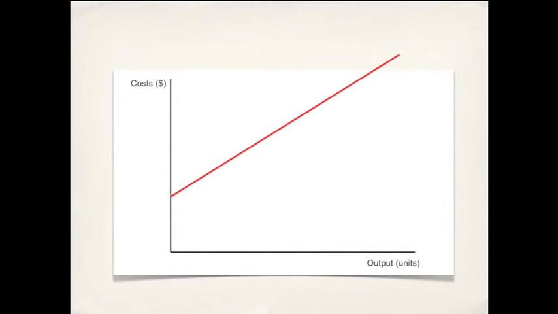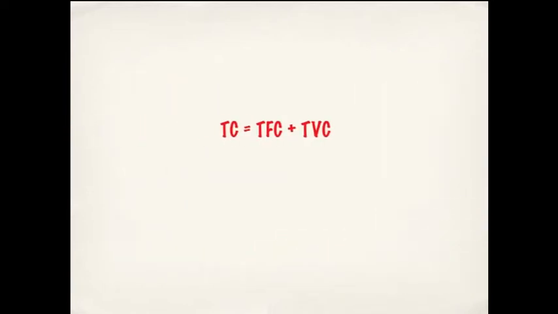Why? Let's say in the beginning point, when the variable cost is supposed to be 0, if they have a fixed cost of $50, then it will be 50 plus 0. Now, in the middle of the output, let's say 20, the variable cost is supposed to be 30, but you also have to add the fixed cost of 50. So the total cost would be 80. So total cost equals total fixed cost plus total variable cost.